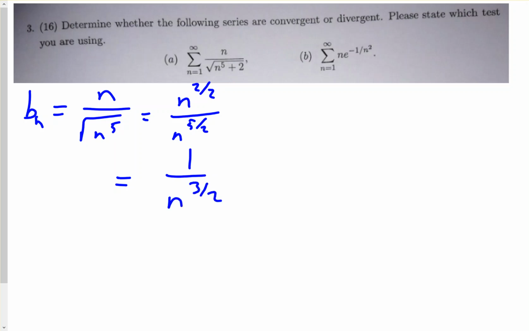Okay, so now this is important because we know that if we had a summation of 1 over n to the 3/2, this would converge, right? This converges by the p-series test because 3/2 is greater than 1. Okay, so this is important to note. So let's do the limit comparison test.